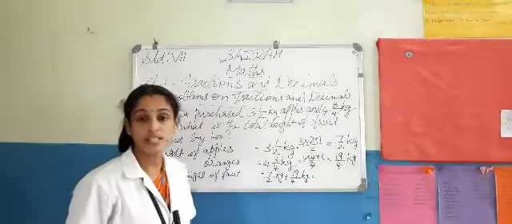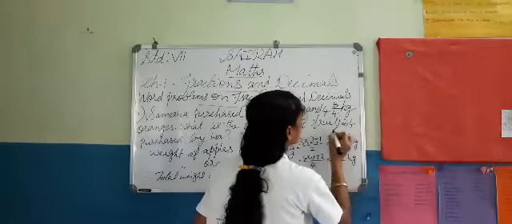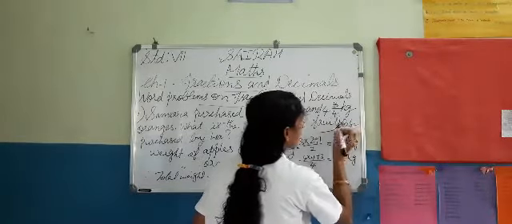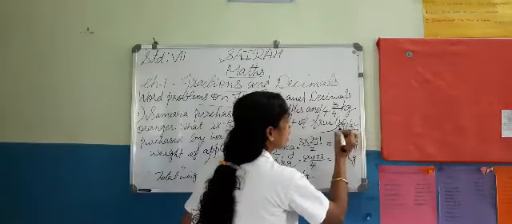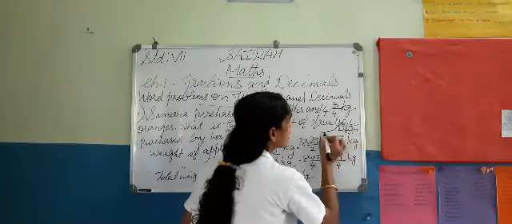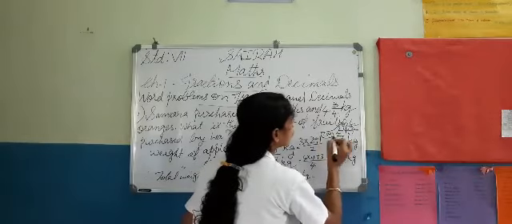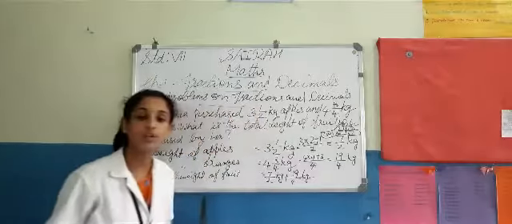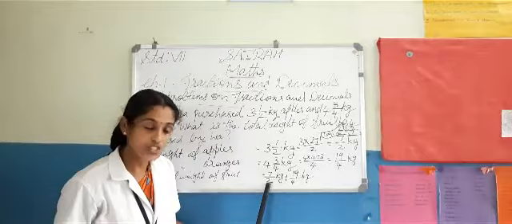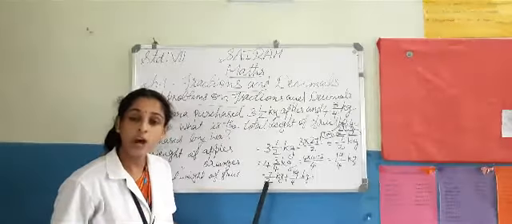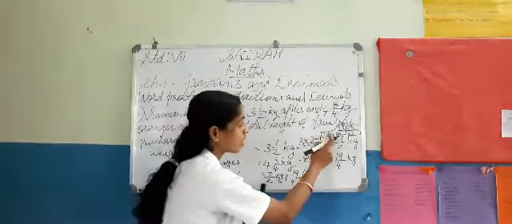So the LCM method is easy. We want to take the LCM of 2 and 4: 2 into 1, 2 again 2, 1, 1. Then LCM is equal to 2 into 2, which is 4. Here the denominator in the first fraction is 2.